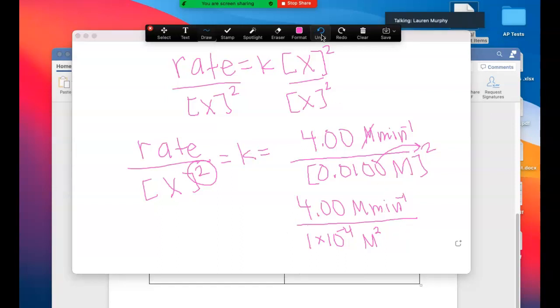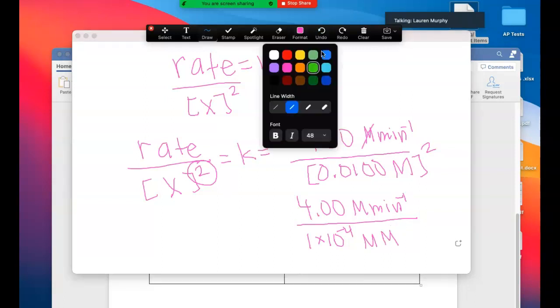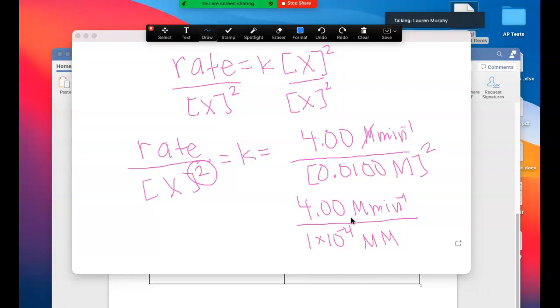So I'm going to rewrite the m squared as 2 of the m's because it means the same thing, right? M times m is m squared. And I'm only doing that so you can more easily see how the units cancel. So one of the molarities cancels.